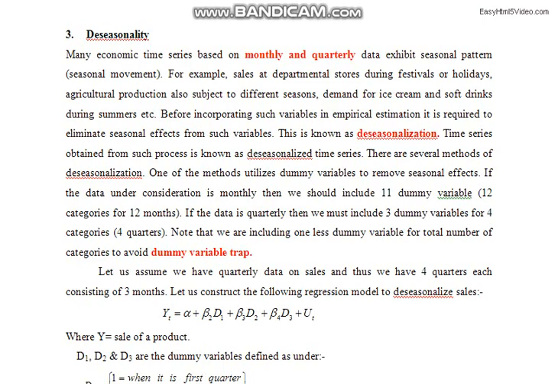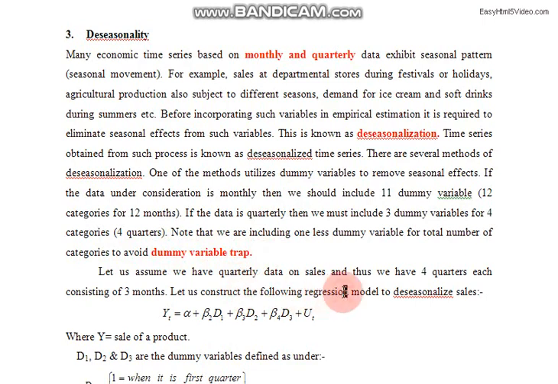There are many methods of deseasonalization, and one of the methods uses dummy variables to remove the seasonal effects. For example, if you have monthly data, then for 12 months you have 12 categories, so you need to include only 11 dummy variables. For quarterly data there are 4 quarters, meaning 4 categories, and you need to include only 3 dummy variables for those 4 categories. Note that we are including one less dummy variable than the total number of categories to avoid the dummy variable trap.